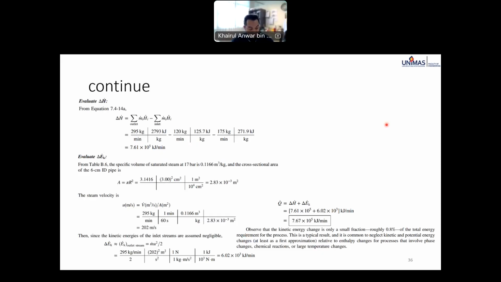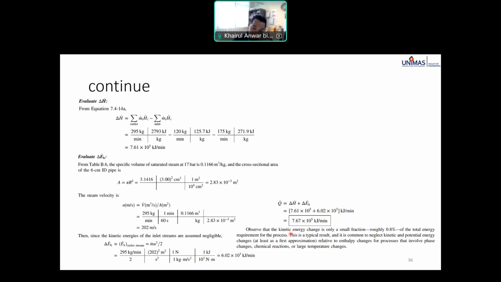But the question asks you to calculate the heat requirement, Q. So Q is equal to delta H plus delta EK. Delta H is this one, plus delta EK is 6.03, this one. So we get 7.67 times 10 to the power of 5 kilojoules per minute.